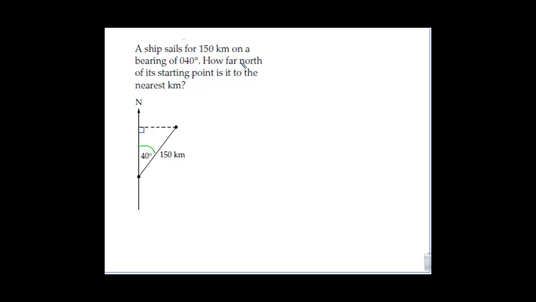What we want to do is work out how far north it is from its starting position. So how far in the northerly direction. So we're looking at that direction there. Like all our problems involving trig, we get a right angle triangle that we're going to play with. So we know that's 150, that's 40 degrees there, and we've got a right angle triangle, and we want to find that side there.